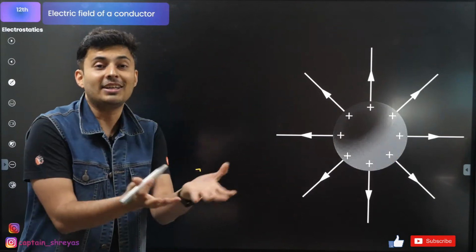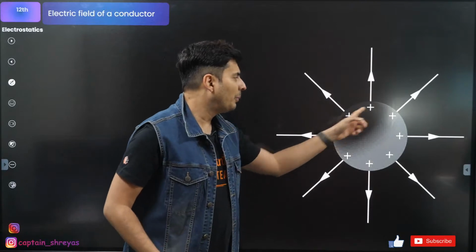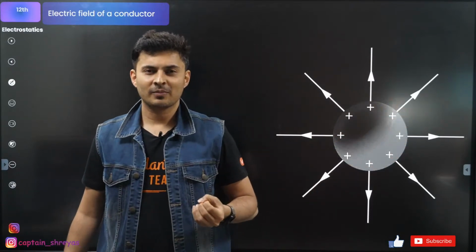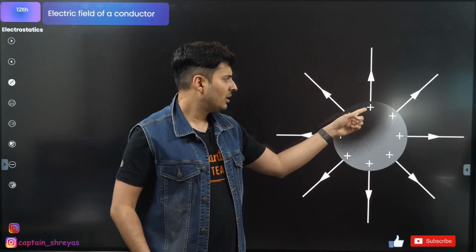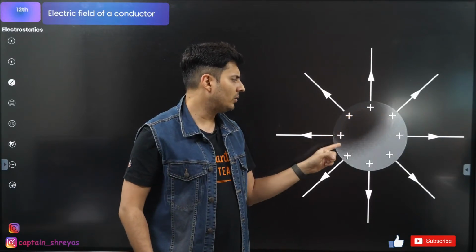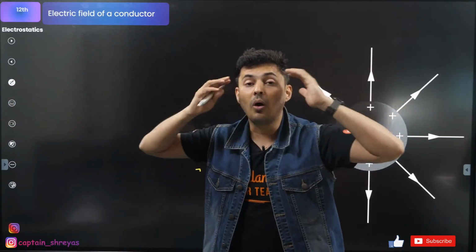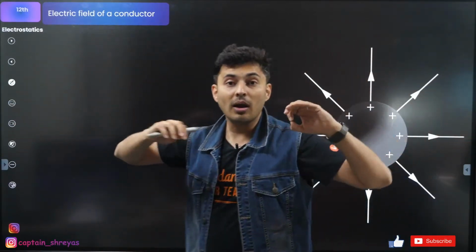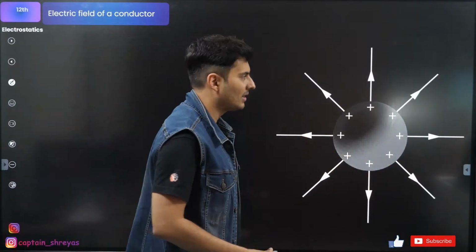Conductor means they can conduct electricity. So imagine you put positive charges onto a conductor. This positive will look at that positive and be like, I don't like you. Everybody is like, I don't like you, I don't like you. So they will all go away from each other. And in this process, what happens? The charges come onto the surface.